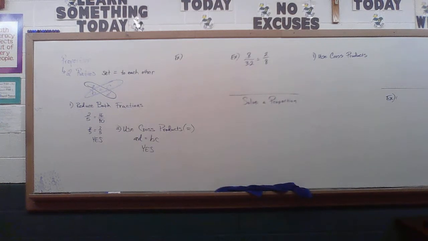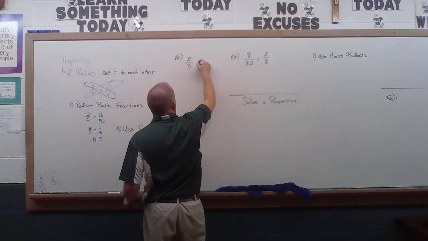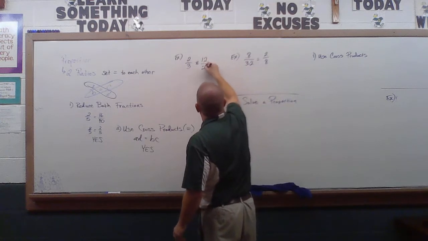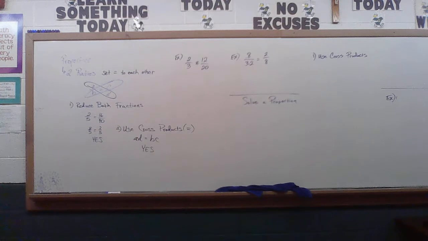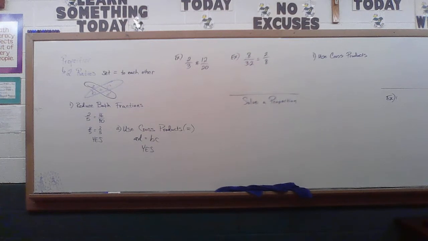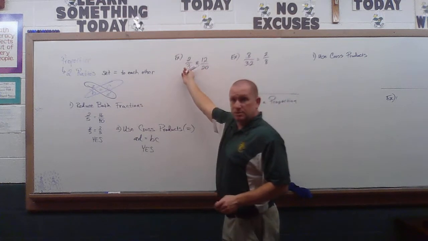Okay, so let's try another one. Do 2/3 and 12 over 20 make a proportion? Do those two fractions or ratios make a proportion? No, I can't simplify diagonally in this one. So that's a great question. The only time that I can simplify diagonally is if I'm multiplying. Okay, so either reduce this and compare them or do your cross products.